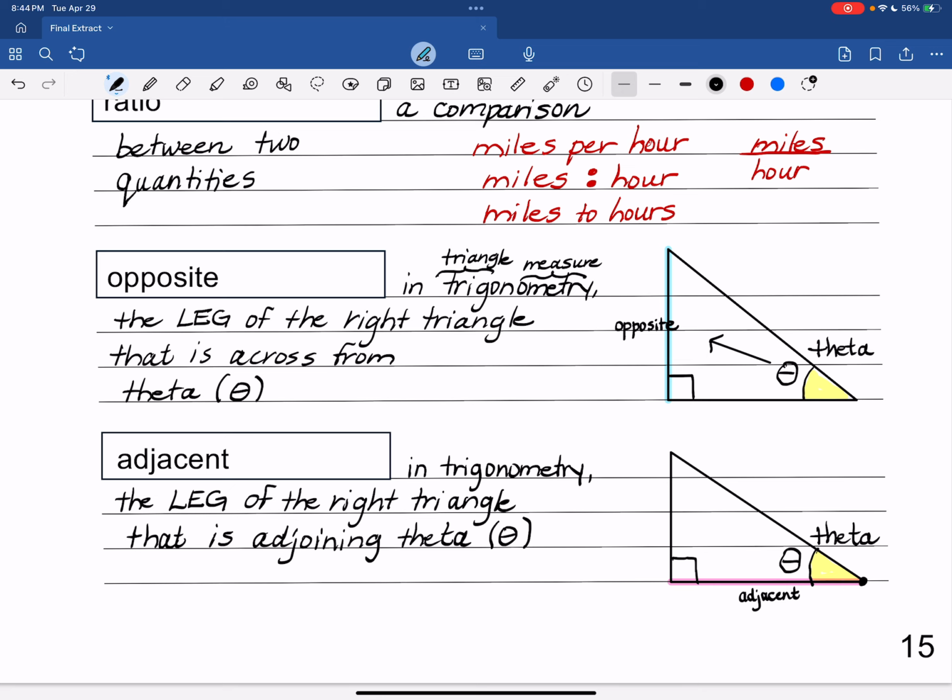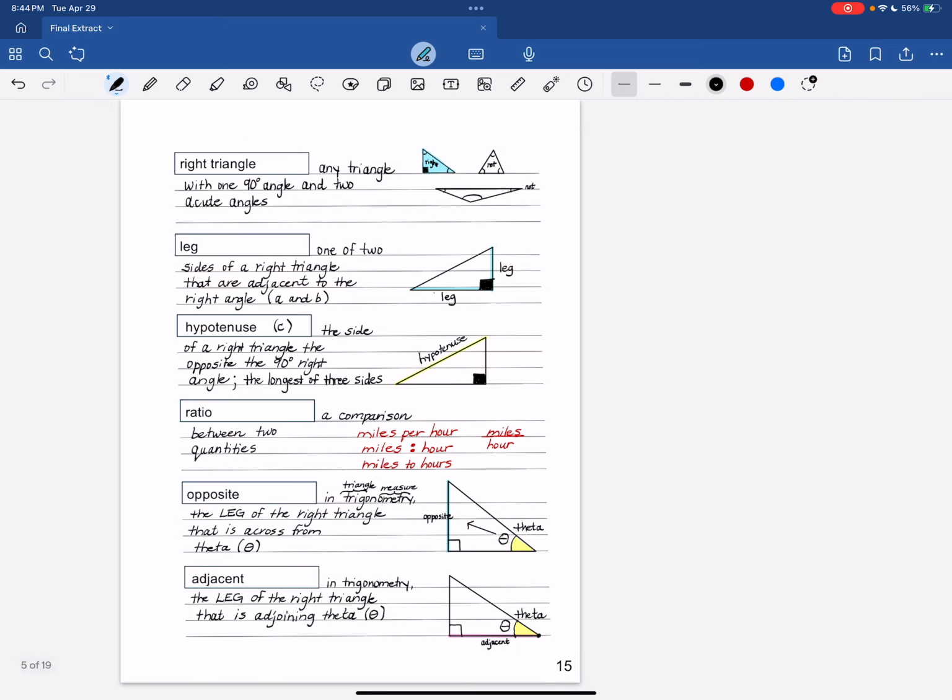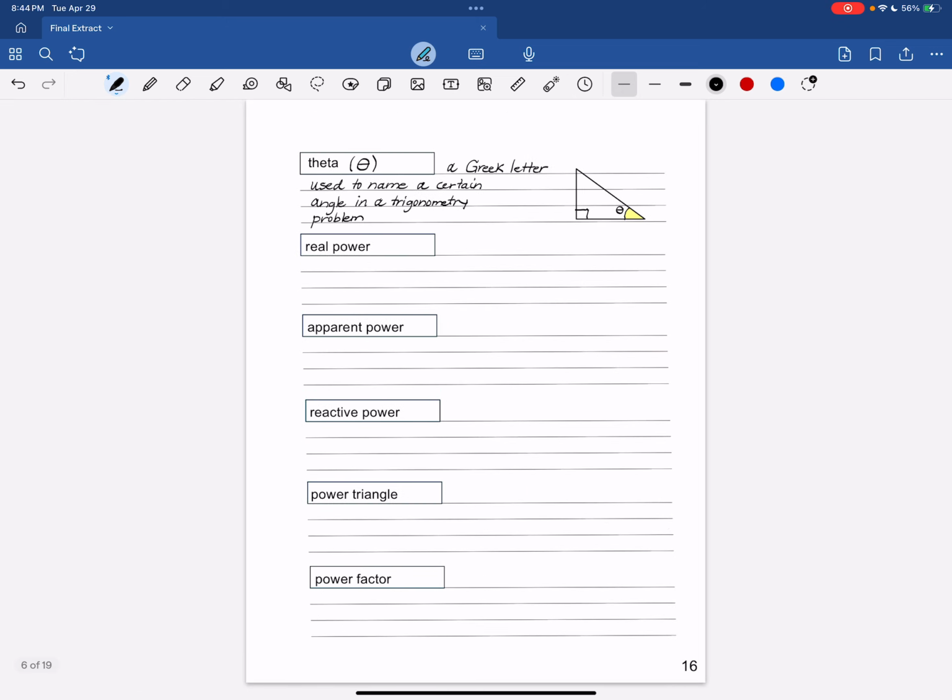So come back for the next one. Let me be sure that I got all of, yes. We will look at real power, that's power triangles. So right now we're going to stop and do some trig, and then we'll come back to these terms.